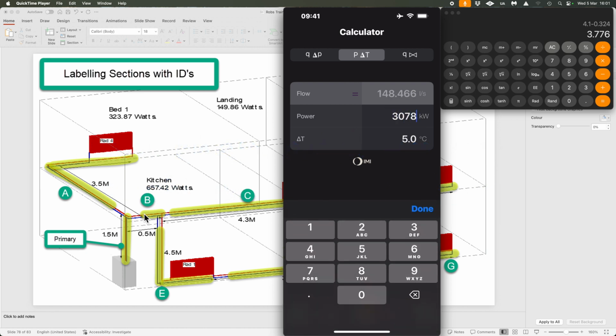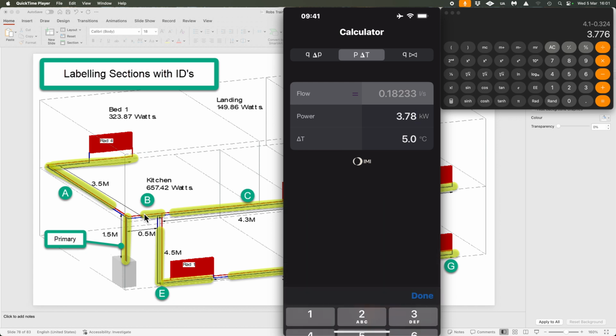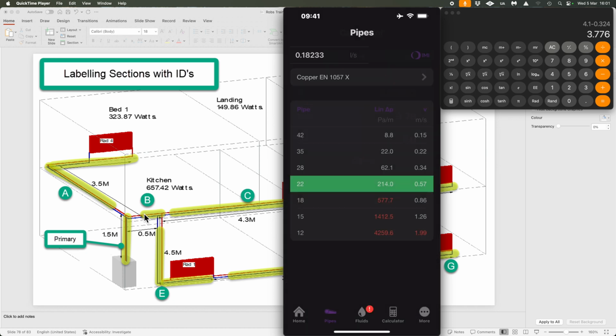So we just go into our calculator and we say we've got 3.78. Oh, sorry, that's not correct. That's my fault. 3.78 kilowatts, which we've agreed on at delta T5, and we're all good. So we now click on pipes, and we've got the same again. We've got 214 pascals at half a metre, or nearly 0.6 metres per second. So that's pretty good. We're happy with that.